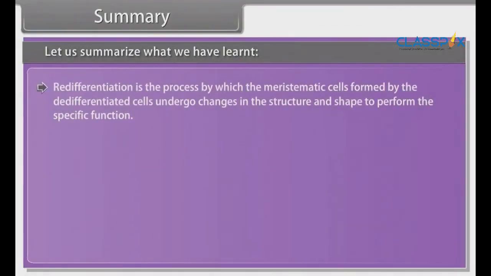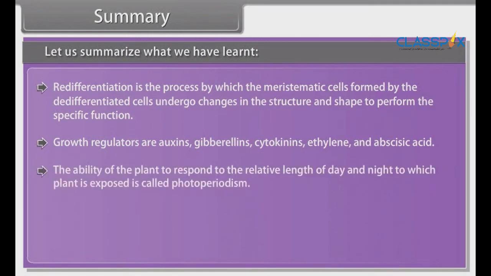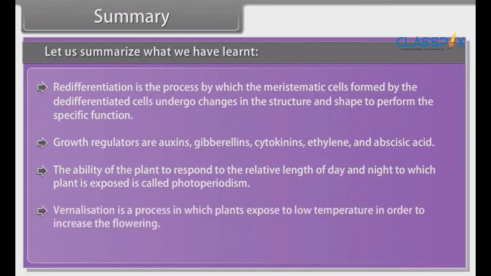Redifferentiation is the process by which the meristematic cells formed by the dedifferentiated cells undergo changes in their structure and shape to perform a specific function. Growth regulators are auxins, gibberellins, cytokinins, ethylene, and abscisic acid. The ability of the plant to respond to the relative length of day and night to which the plant is exposed is called photoperiodism. Vernalization is a process in which plants are exposed to low temperature in order to increase flowering.